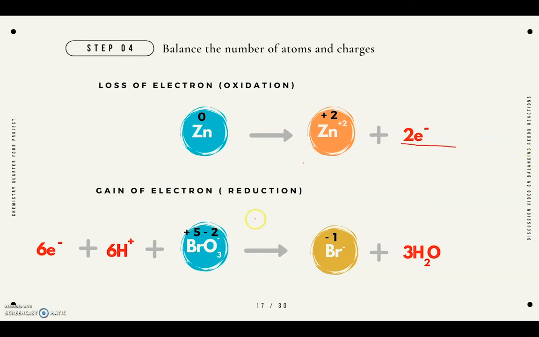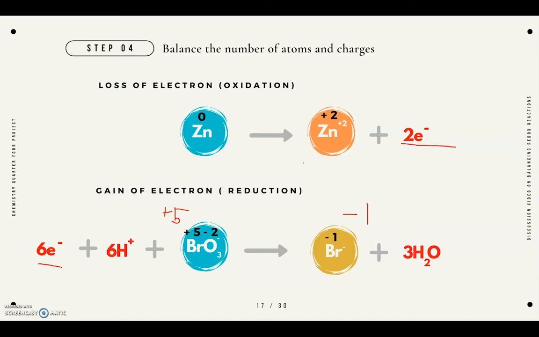As for the reduction half reaction, the net charge on the right side is minus 1 and the left a net charge of plus 5. Therefore, we need to add 6 electrons on the left side of the equation to balance out the charges.